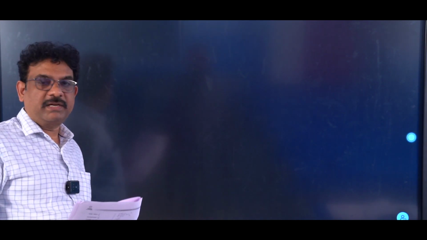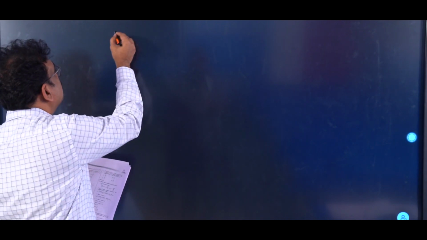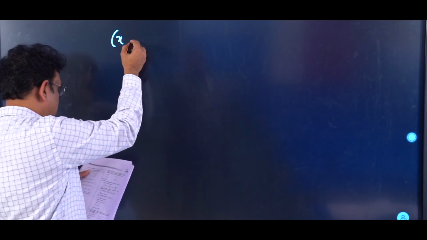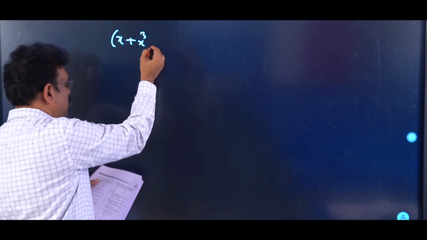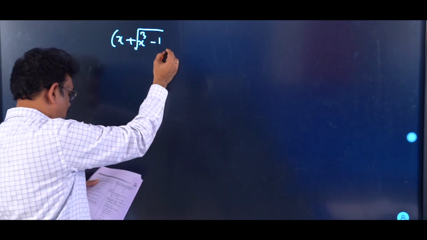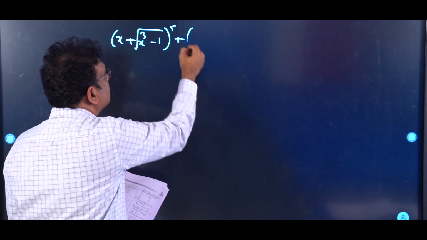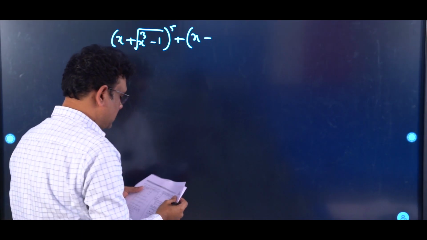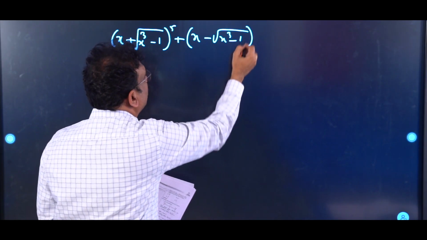Binomial expansions lo manaku ichina problem. In the expansion of (x plus square root of (x cube minus 1)) whole power 5 plus (x minus square root of (x cube minus 1)) whole power 5.